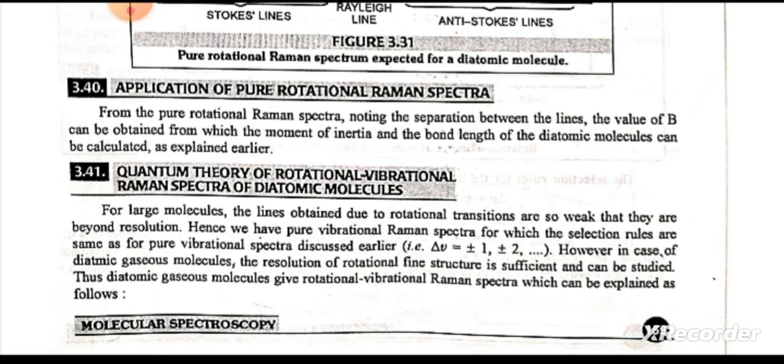3.41 Quantum theory of rotational vibrational Raman spectra of diatomic molecules. For large molecules, the lines obtained due to rotational transitions are so weak that they are beyond resolution. Hence, we have pure vibrational Raman spectra, for which the selection rules are the same as for the pure vibrational spectra discussed earlier: delta V equals plus or minus 1, plus or minus 2, and so on. However, in the case of diatomic gaseous molecules, the resolution of rotational fine structure is sufficient and can be studied. Thus, diatomic gaseous molecules give rotational vibrational Raman spectra, which can be explained as follows.